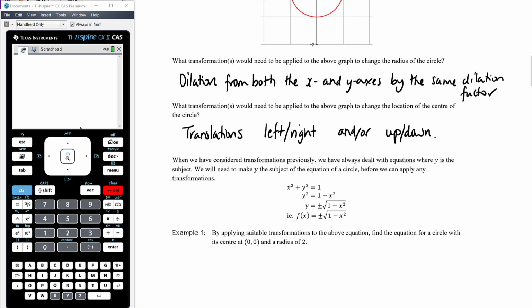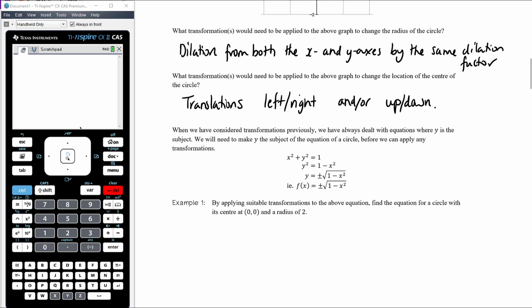Okay, so when we've considered transformations, we've always dealt with equations where y is the subject because we want to be able to use that function notation. Y equals f of x. Okay, we can't use function notation unless we have a function. Okay, and so I want to rearrange these. Now, to be clear that this isn't one function, this is actually 2 functions. So f of x equals the positive square root is a function, f of x equals the negative square root is a function. Together they're not a function, but for ease in terms of what I want to do, we're going to think about it that way.